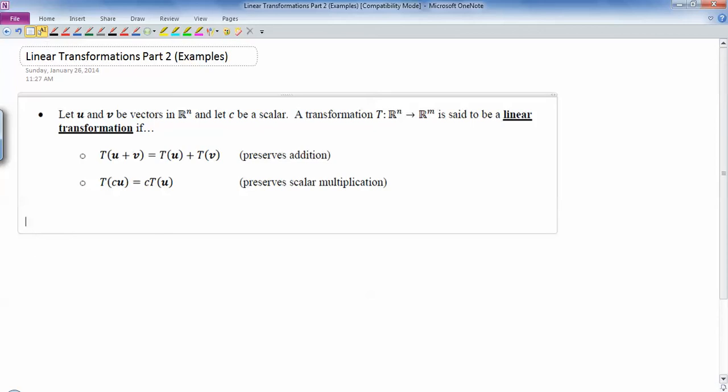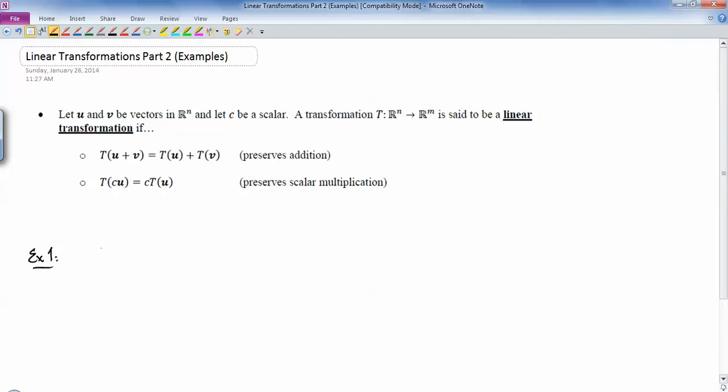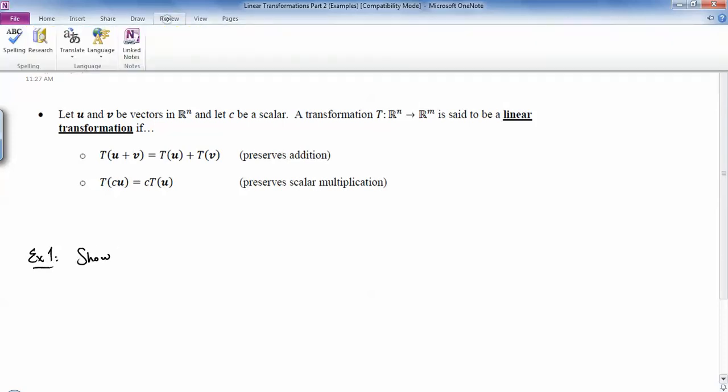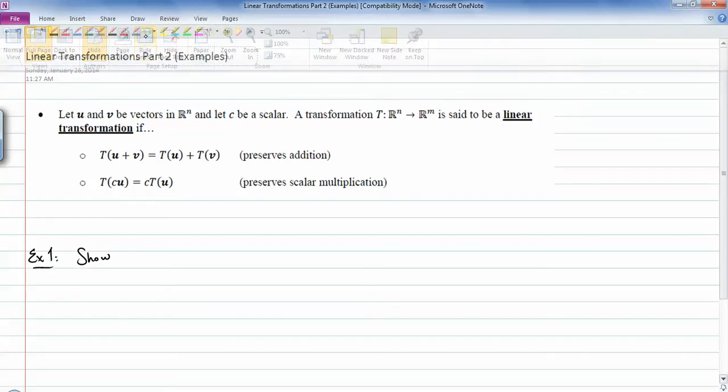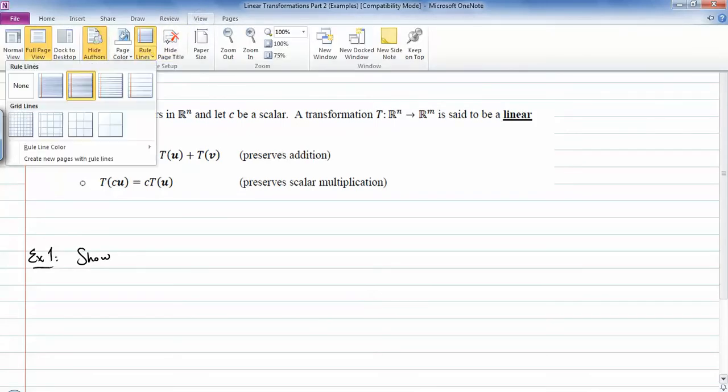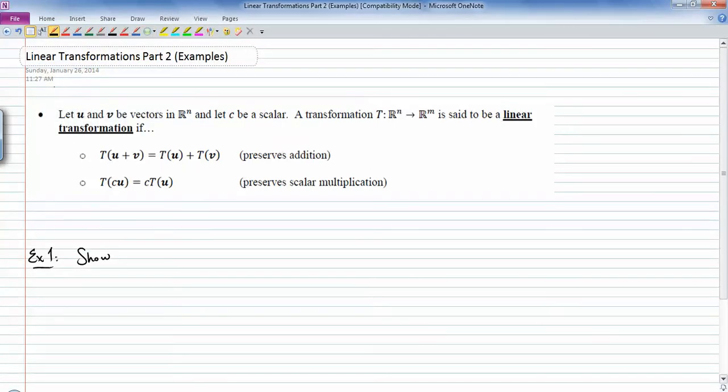Okay. So I want to do an example about linear transformations, or actually a couple examples. So the first one, example one, show, let me get some lines here. Lines. That might be too small.